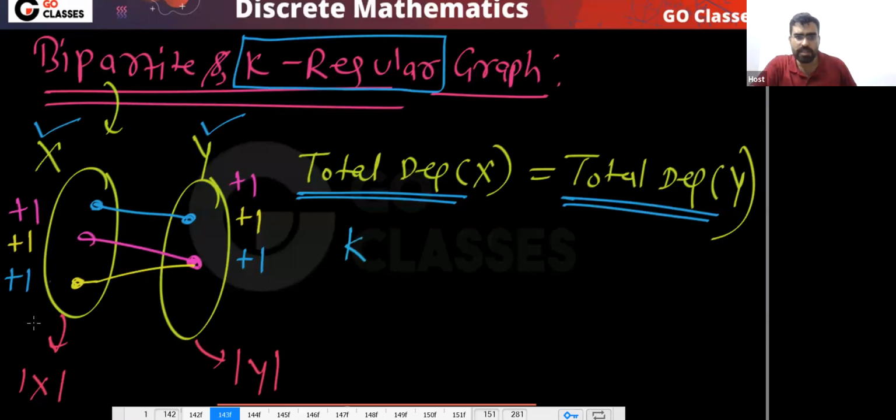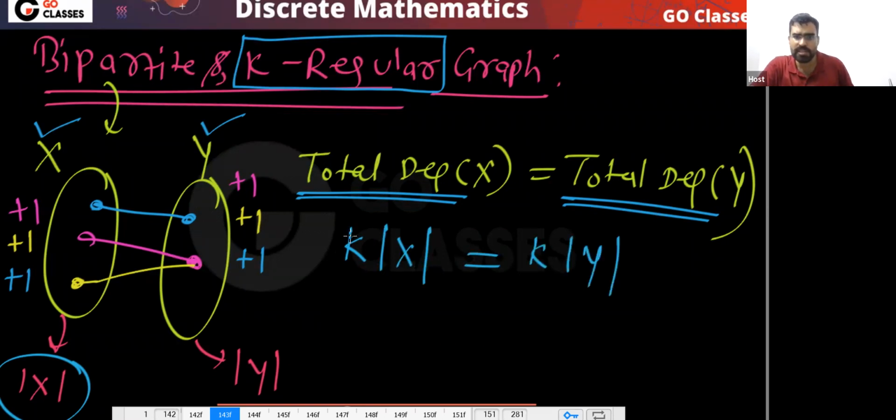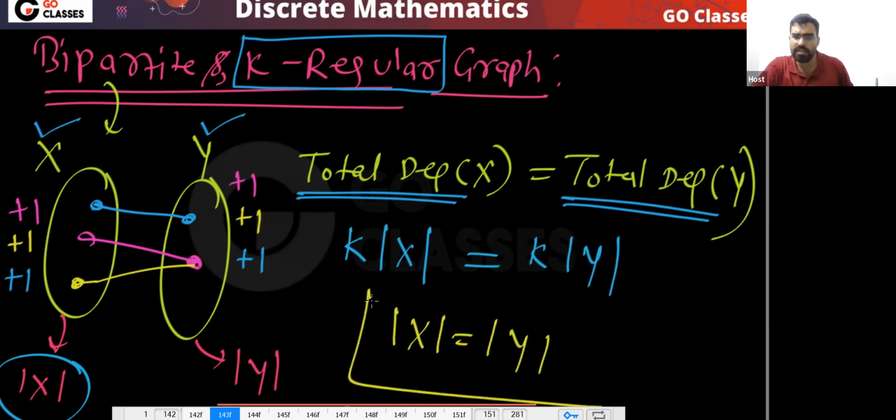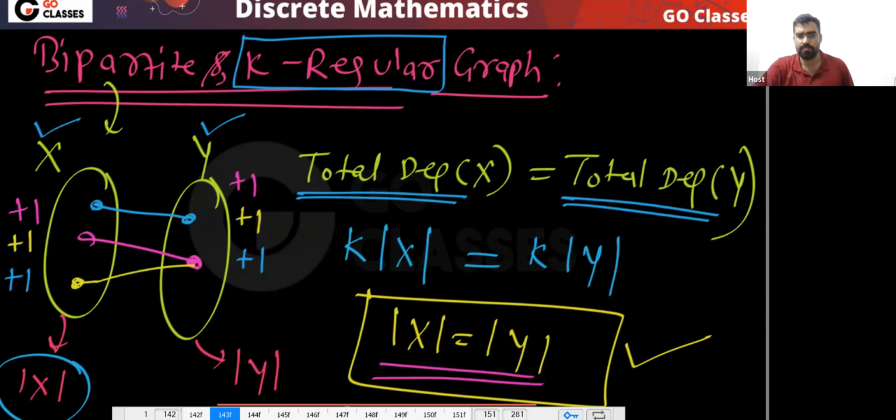In this part X, I have these many vertices. So the total degree of part X will be k times the cardinality of X, and the total degree of part Y will be k times the cardinality of Y. You can cancel k. So finally, the cardinality of X should equal the cardinality of Y. In every bipartite k-regular graph, this should happen.